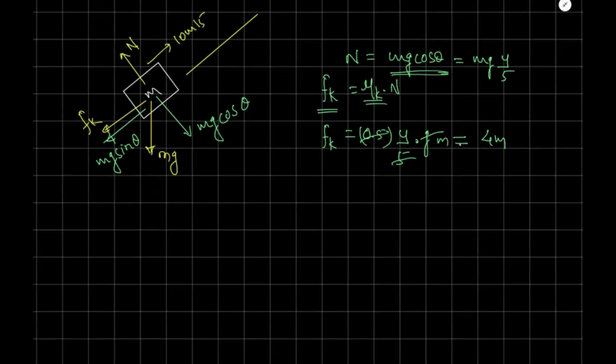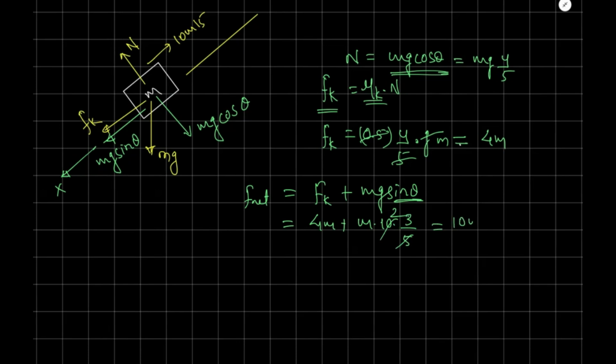Then we know in this direction the net force that is acting. So we can say F net that is acting along this direction, let's say x, is fk plus mg sin theta. So we can write here it is nothing but 4m plus m into 10 into sin theta, sin 37, so it is 3 by 5. So it will cancel out. So we'll get 10m. And now I can say F net is equal to mass into acceleration. So it is equal to 10m. So we'll get a is equal to 10 meter per second square, and it is going to be our retardation.